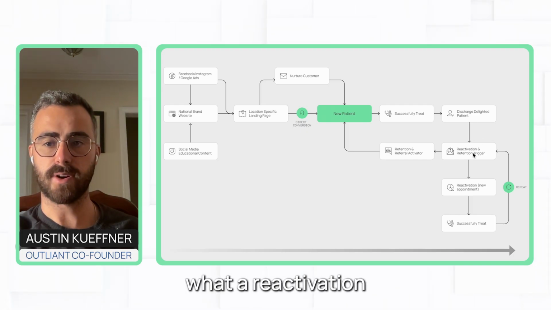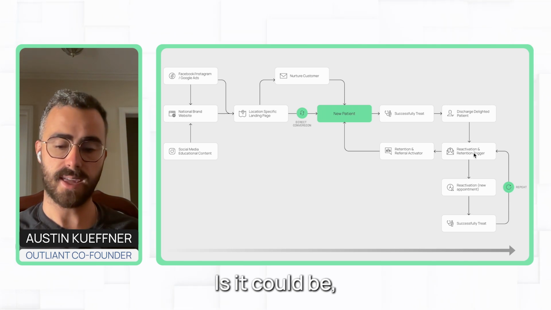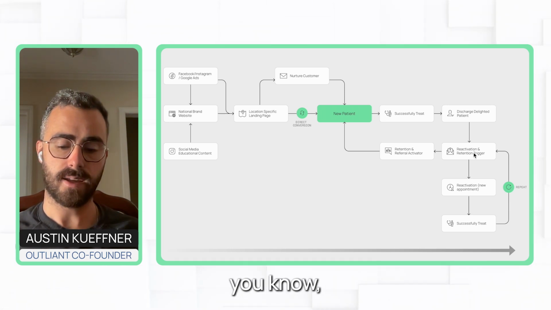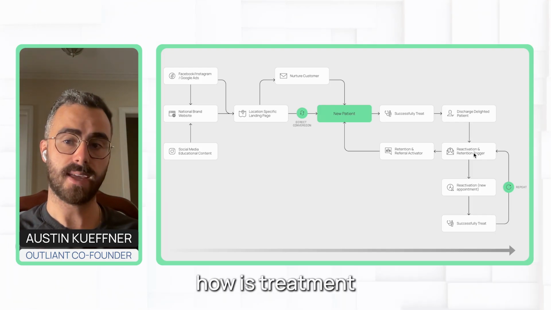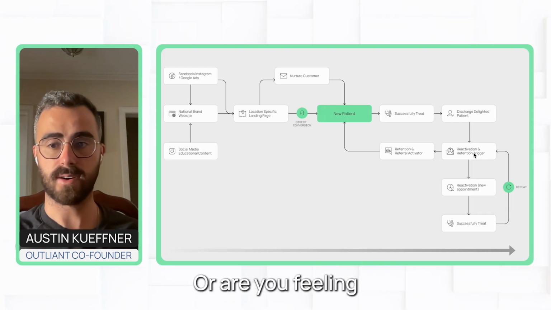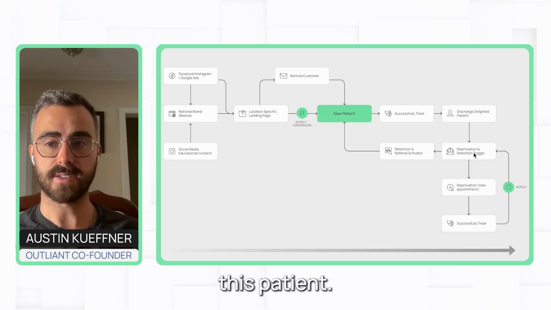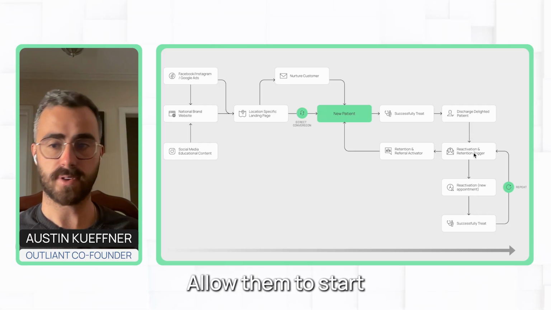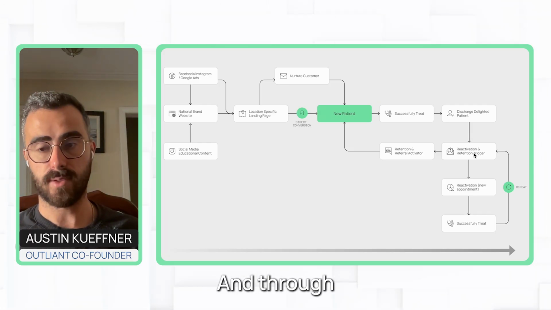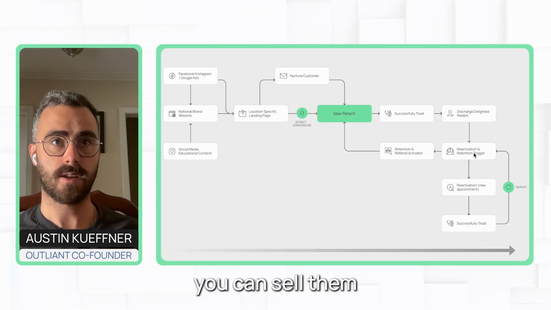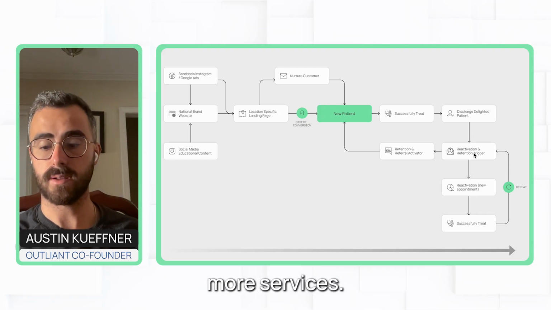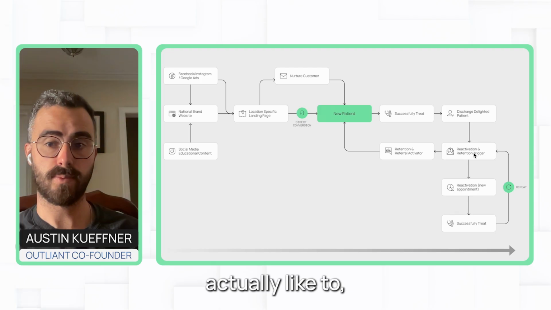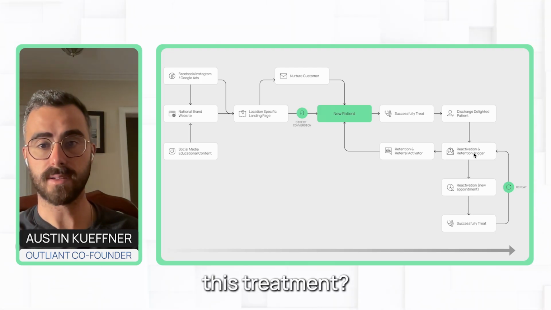So essentially, what a reactivation could look like is a text message 3 to 6 months later saying, "Hey, how is treatment X, Y, and Z? Or are you feeling better?" Just re-engage this patient, allow them to start speaking to you. And through that communication, you can offer more services. "Hey, would you actually like to have phase 2 of this treatment?"